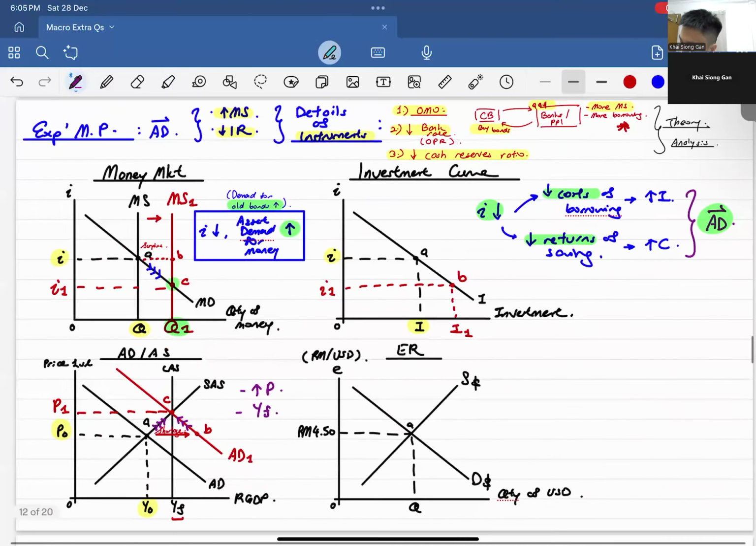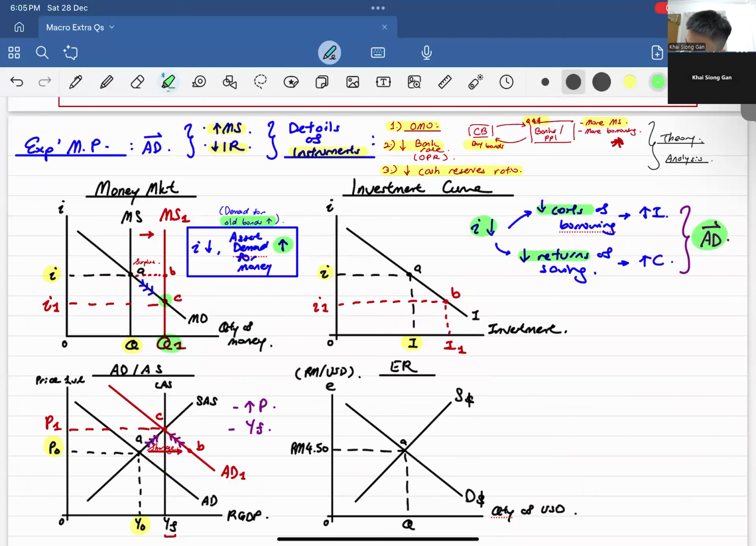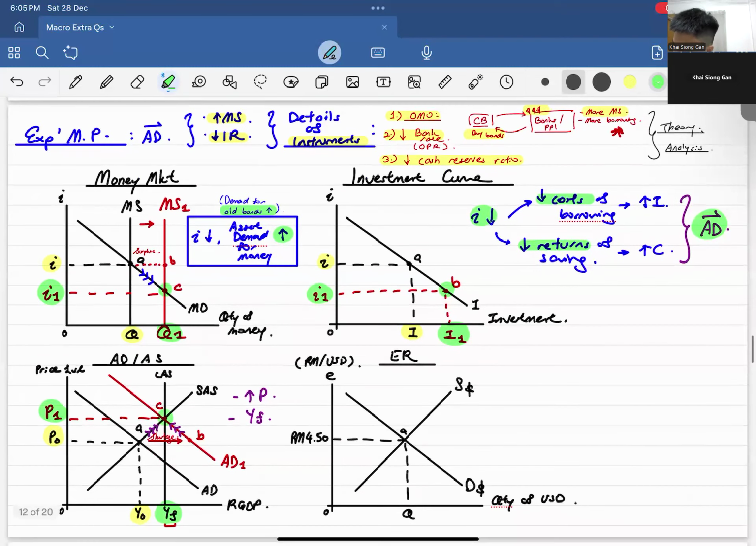You can put that into part of your analysis. So at the end, you can see it results in a lower interest rate at point C, at this Q1 of money, with this amount of investment, with this amount of output at point C, at this price level. So that's the outcome.